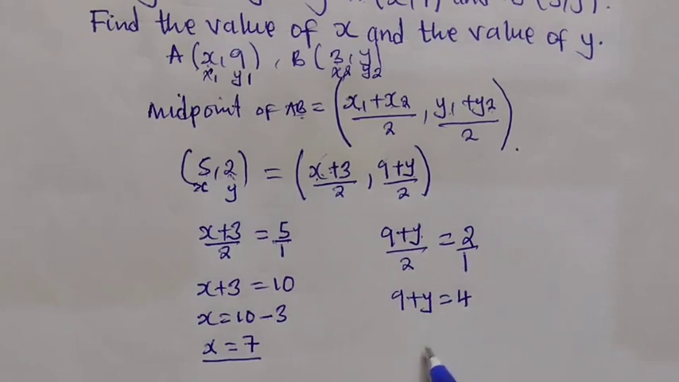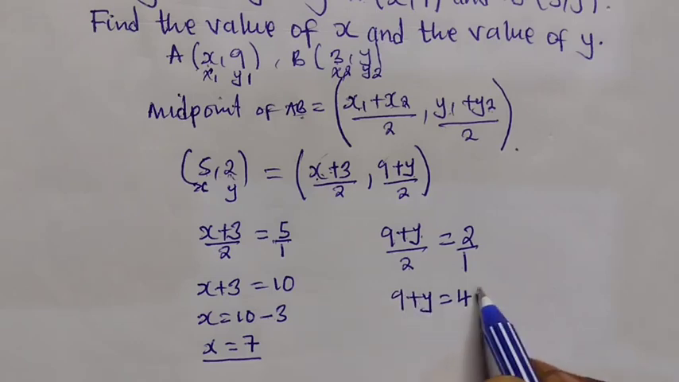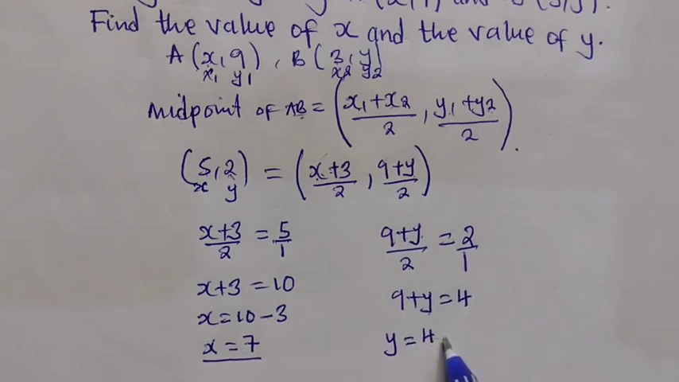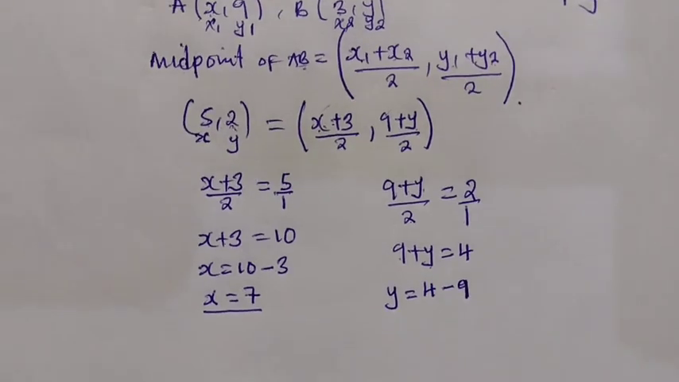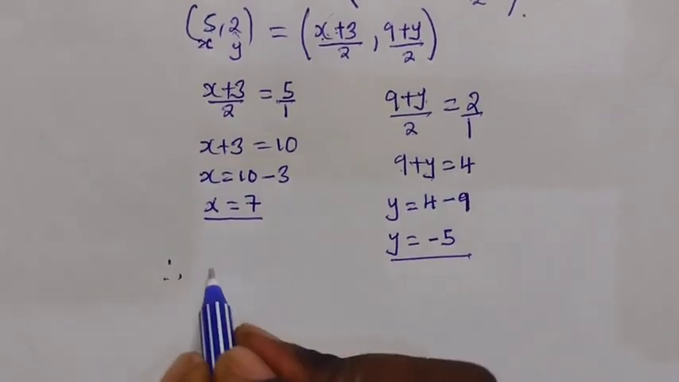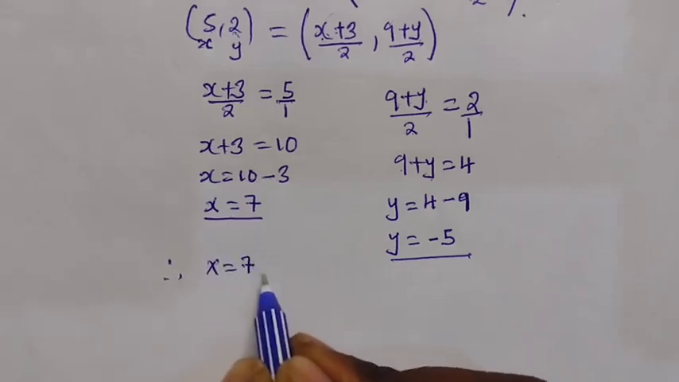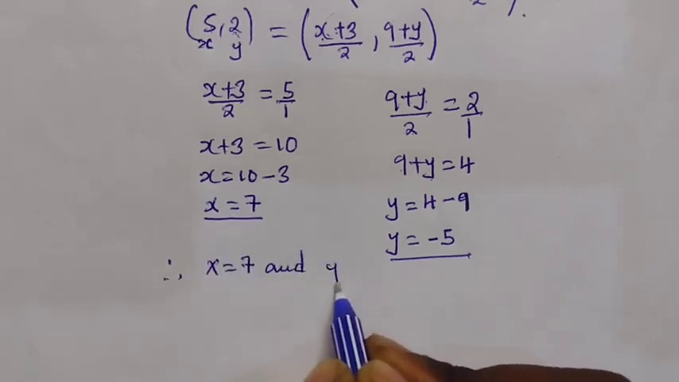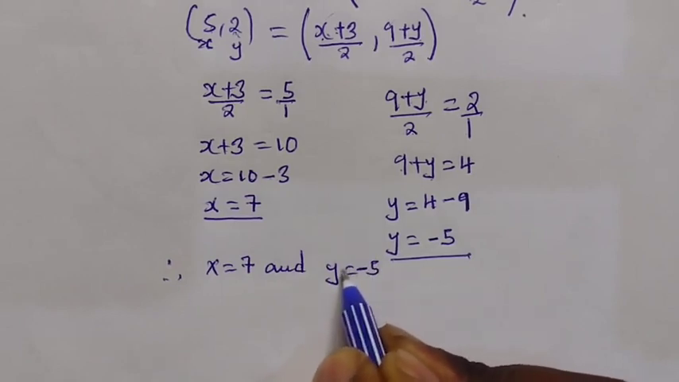From here, we collect the like terms, where 9 will go to where 4 is. So we remain with y is equal to 4 minus 9. This 9 was a positive number, it has become negative 9. So y equals 4 minus 9, which gives negative 5. So the value of y is equal to negative 5. You can just say, therefore, x is equal to 7 and y is equal to negative 5.